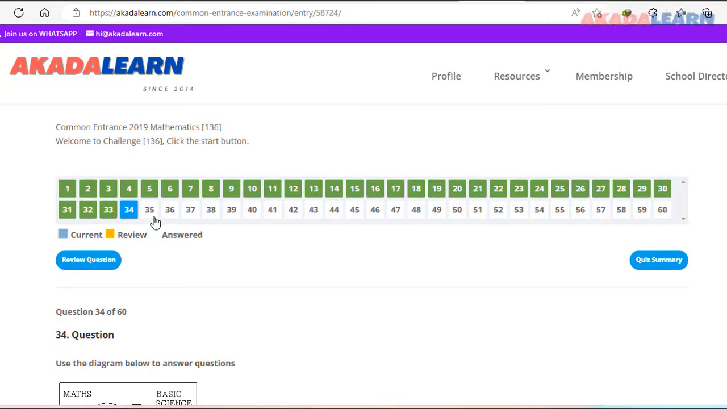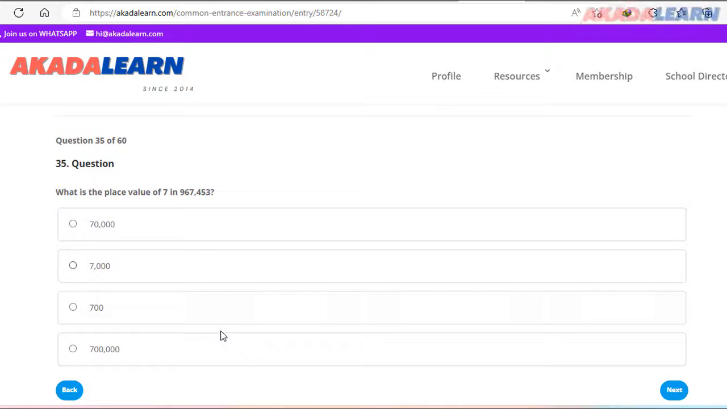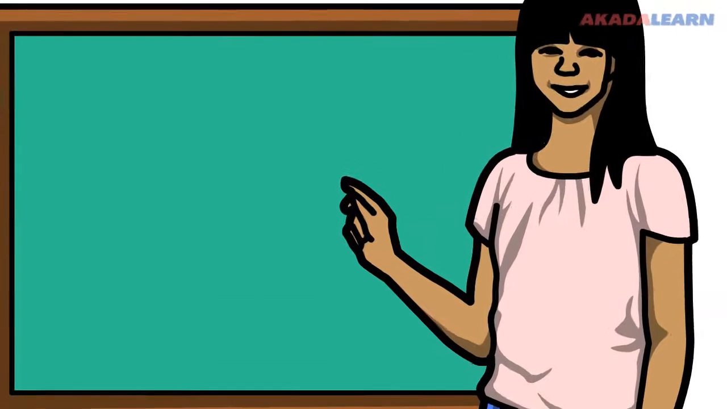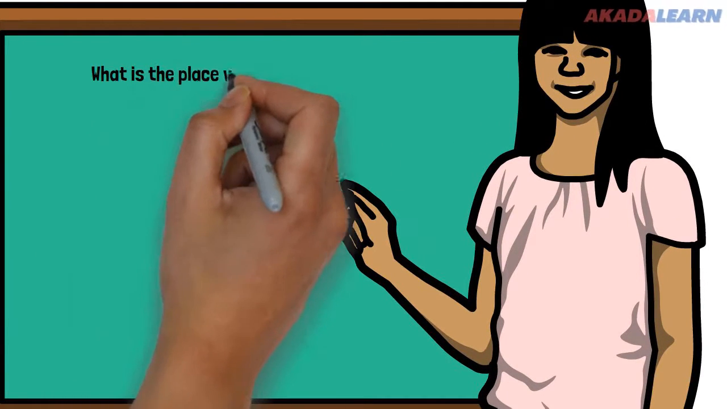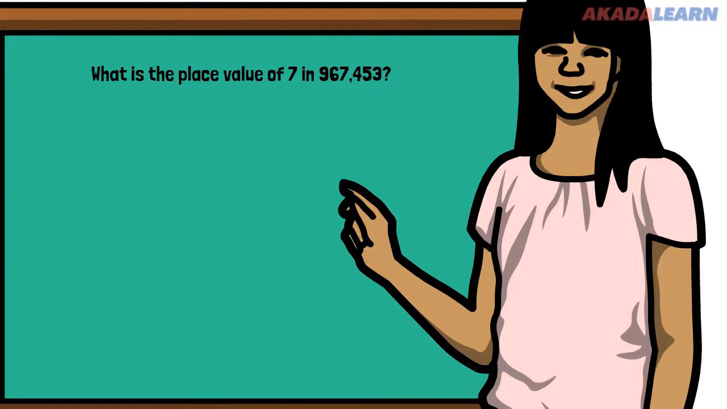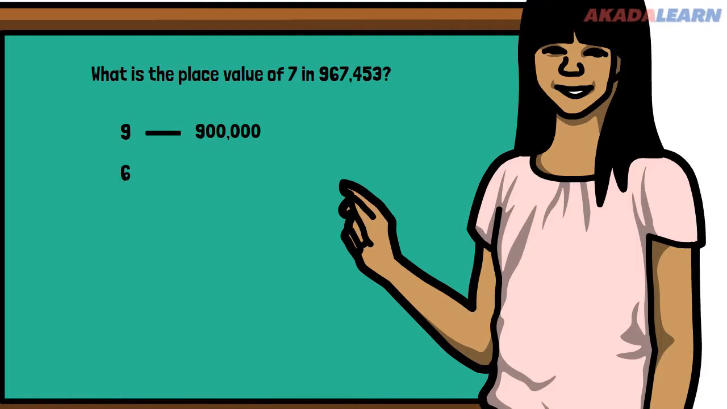Next question is question 35. So what is the place value of 7 in 967453? So let's look at our video and see how we get the solution to that question. Okay, so this question is, what is the place value of 7 in 967453? So let's start with 9. There are about 5 spaces in front, so that's 5 zeros. That's 1 2 3 4 5, that's 900,000.